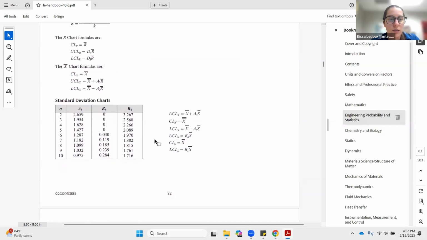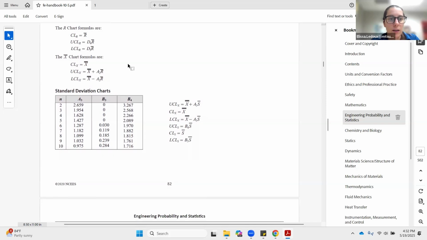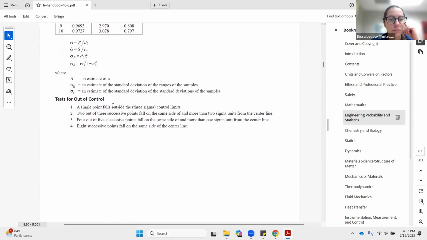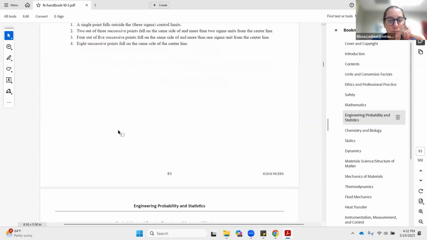Standard deviation charts, you probably won't have to do a whole lot with this stuff with the C and the U and all that, but again, it's there if you need it. So test for out of control. This is something that you would just Control F if something asks you about if you fall out of control or away from the center line or whatever. Just do the Control F and find that section here.